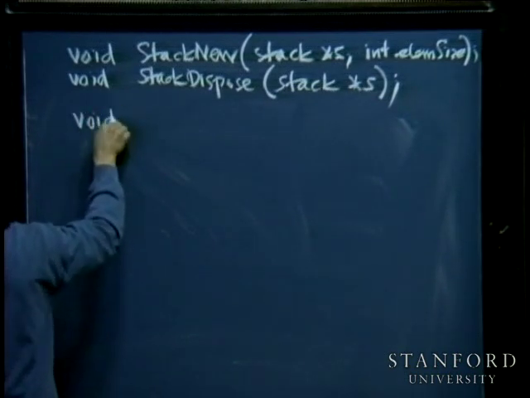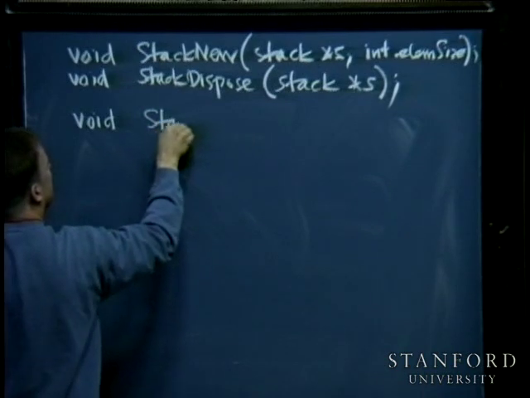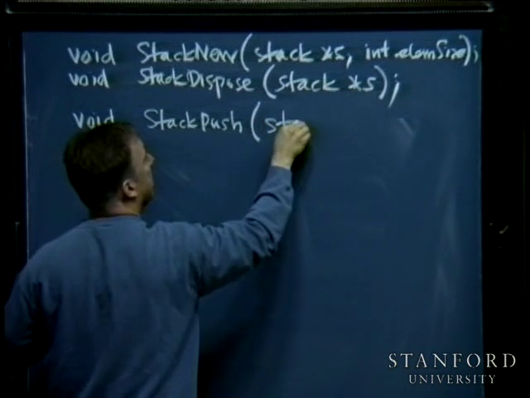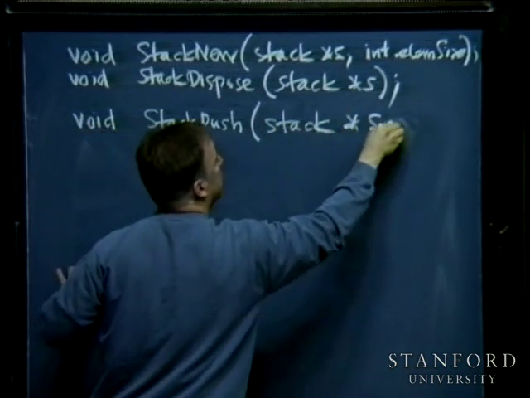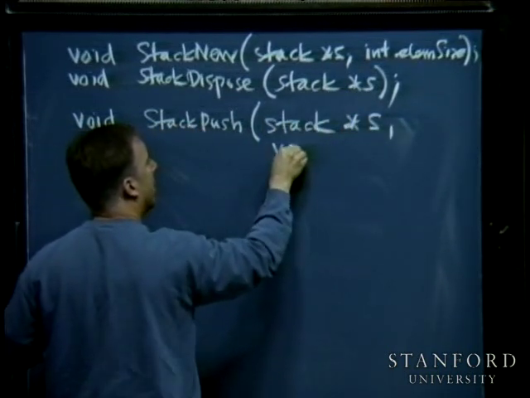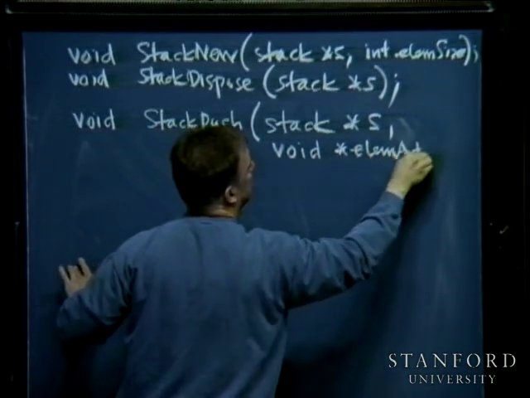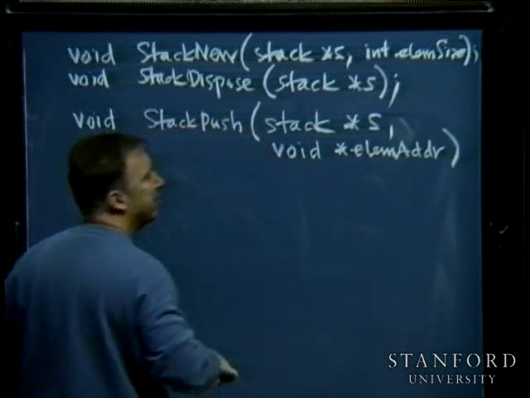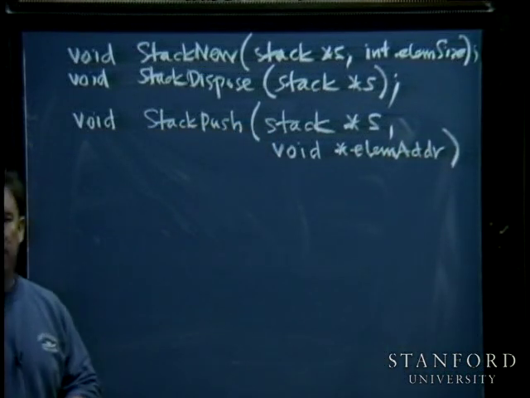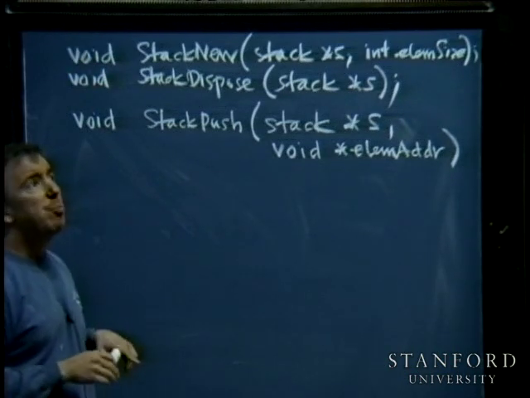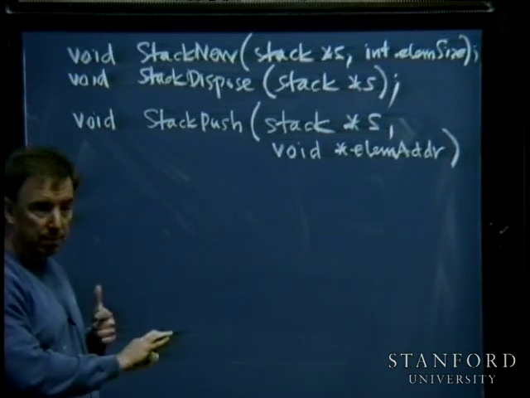Void stack push. My handwriting is getting sloppy. Let me slow down. Stack S, and then I'm going to pass in a void star called elem address. I can't commit to a pointer type that's any more specific right there, because it may not be an int star, it may not be a char star star, it may not be a struct fraction star. It just has to be some address that I trust, because of information that I'm holding, is pointing to an S arrow elem size figure.